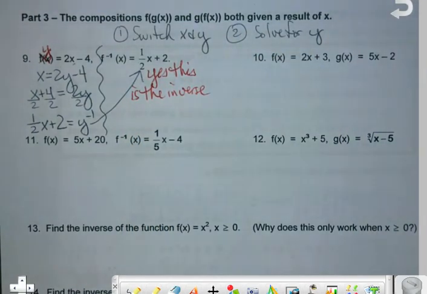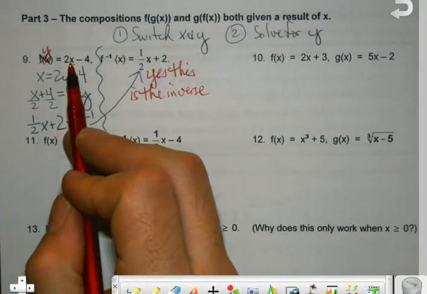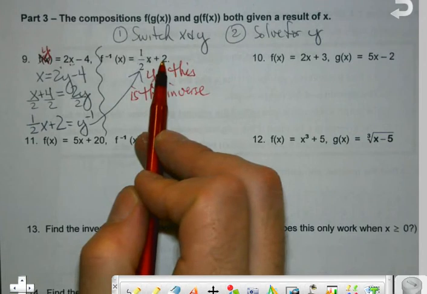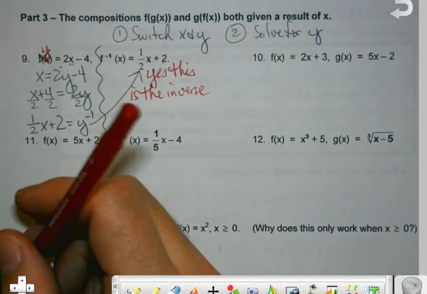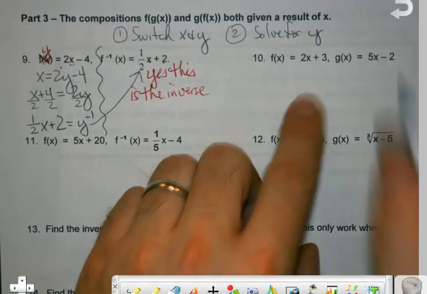The other way you could do it is to plug this into the x here and see if you get x, and then you plug this into there and see if you get x. Who wants to do all that? Well, I shouldn't be saying this stuff, but you know, it's the truth. So that's how we test to see how these work. So I can do the same thing here.